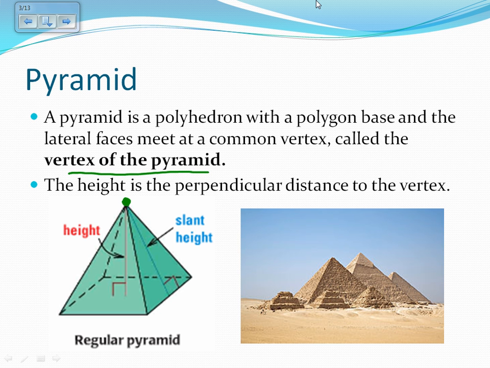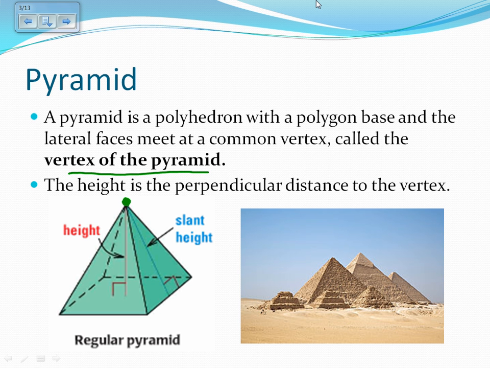Pyramids do not have to be square. This is a square pyramid because the base is a square. Most pyramids you see are square pyramids. So the Egyptians all built square pyramids, okay? But it doesn't have to be square pyramids. It could be triangular pyramids. It could be hexagon pyramids, okay? And those are a bit harder to work with.